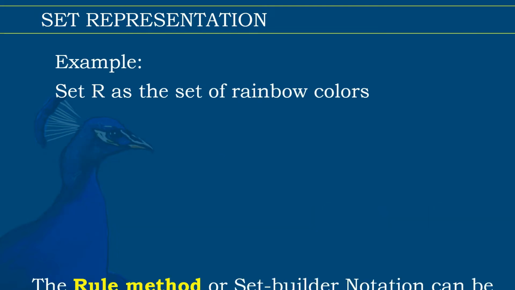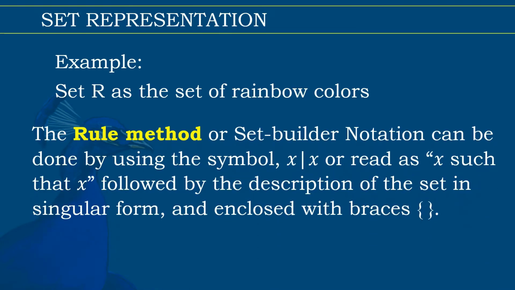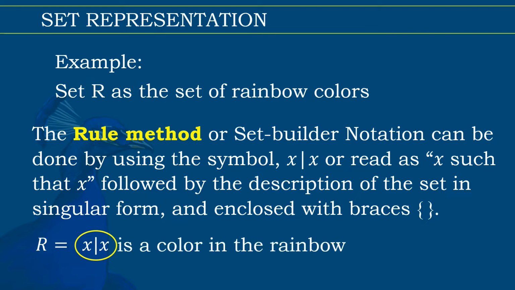The next one is rule method or set builder notation. It can be done by using this symbol, read as x such that x, followed by the description of the set in singular form and enclosed with braces. To fully distinguish these two set representations, take a look at these examples of writing sets from roster to rule method and vice versa.